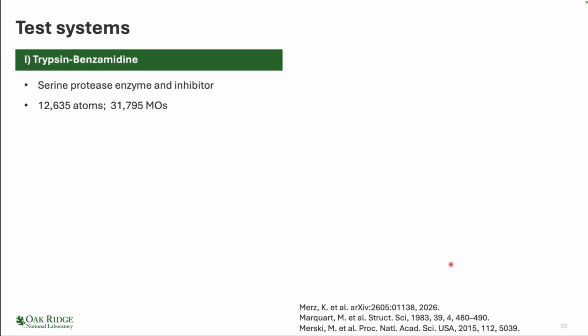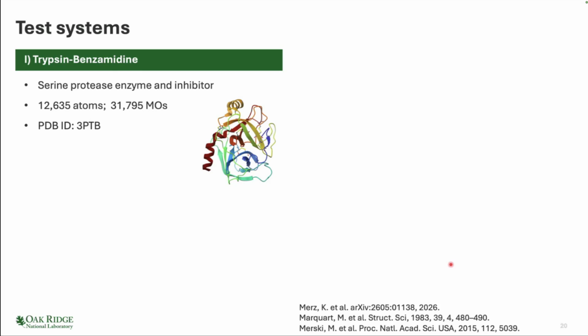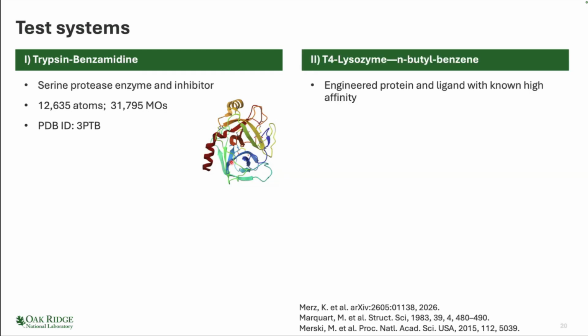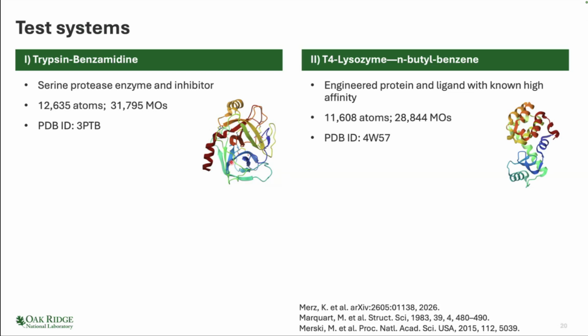So there are 2 test systems they looked at. One is this trypsin benzamide, which is a serine protease enzyme and its inhibitor. You can kind of see it in there. So this will be 12,635 atoms, which corresponds to then 31,000 and change molecular orbitals. The other system they look at is this T4 lysozyme with N-butylbenzene, which is an artificial protein and a ligand known to have high nonpolar binding affinity. This will be 11,600 atoms and almost 29,000 MOs. And there's a picture of it there.